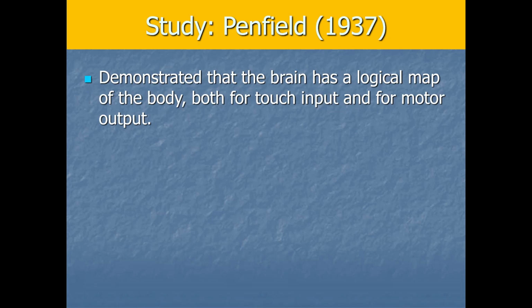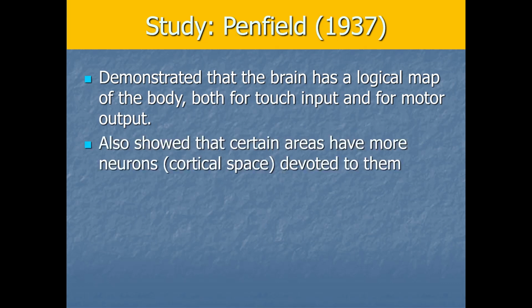And of course, this same method could be used not just for the touch area or the motor area of the brain, but for any other area of the brain. So if we activate a neuron in the occipital lobe at the back of the brain, they might see a little dot or a flash of light. He also showed that certain areas have more neurons, basically more cortical space devoted to them, so that the body map inside our brain isn't exactly to scale. Basically, we need precise motor control of our hands to manipulate objects and our lips to talk and manipulate food. So we've got a lot of neurons in the brain dedicated to controlling those parts of the body.